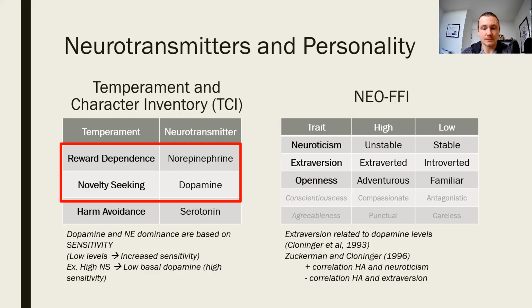Then finally, harm avoidance. Harm avoidance is exactly what the name of the temperament suggests. Harm avoidance means responding intensely to signals of aversive stimuli. So it's essentially a way for an individual to protect themselves from harm by showing this inhibitory behavior. What differentiates harm avoidance from the other two temperaments is that high levels of harm avoidance are associated with high levels of serotonin. Okay.